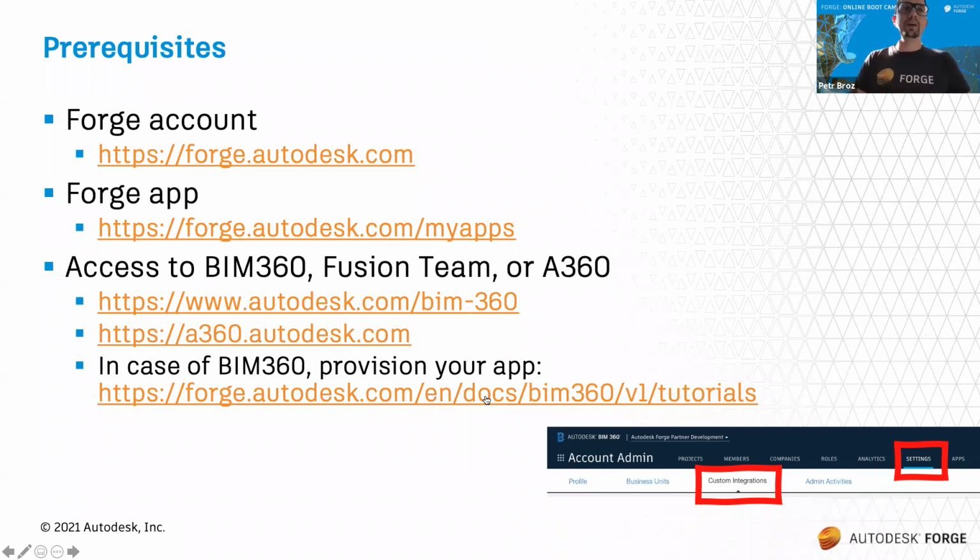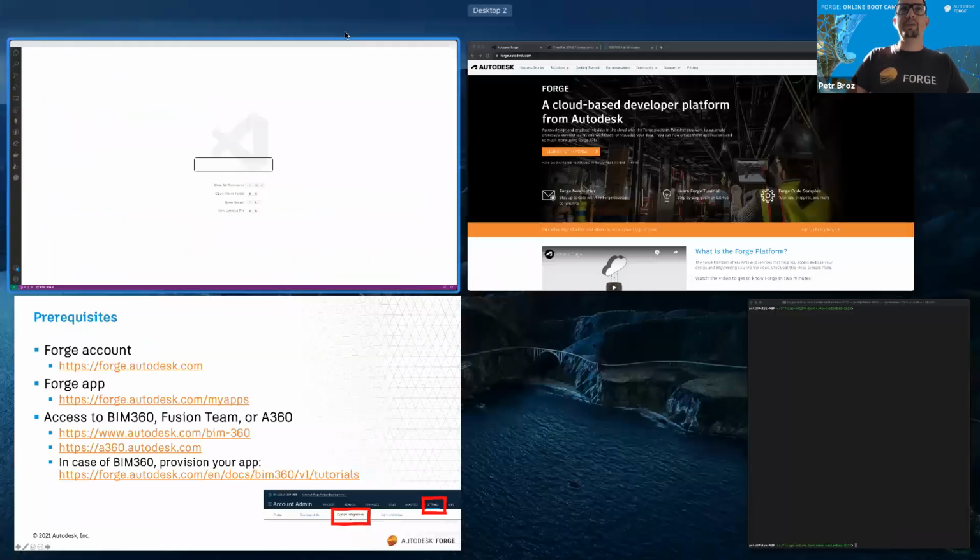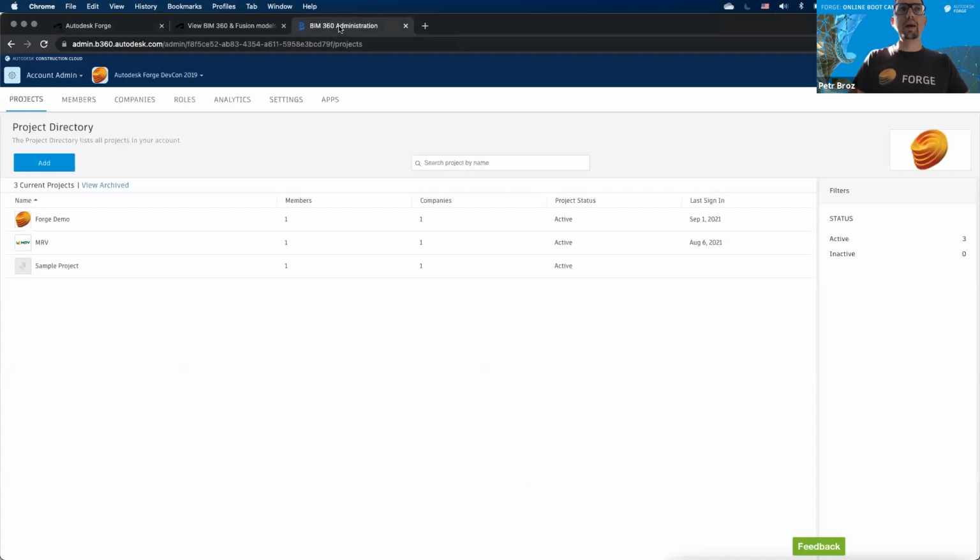but potentially, if you don't have access to BIM 360, that's fine. You will be able to browse your content from other Autodesk products, like from A360 or Fusion Team as well. In my case, I've been going through some of my BIM 360 accounts, and I found one where I was an admin, which is going to be a requirement. I'll explain that in a moment.